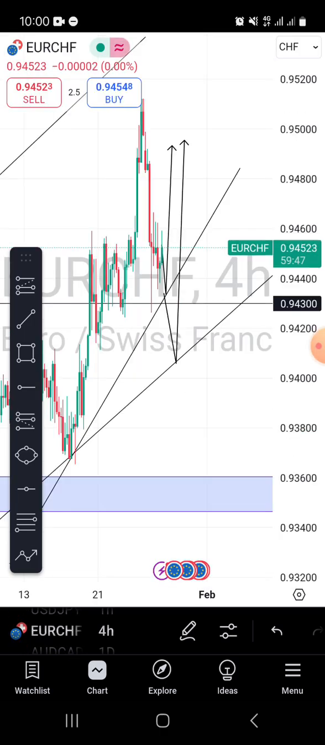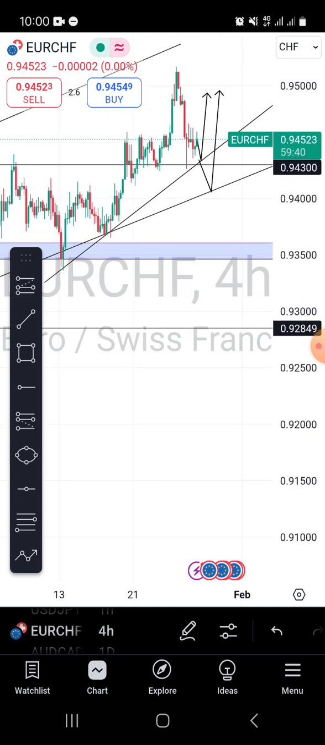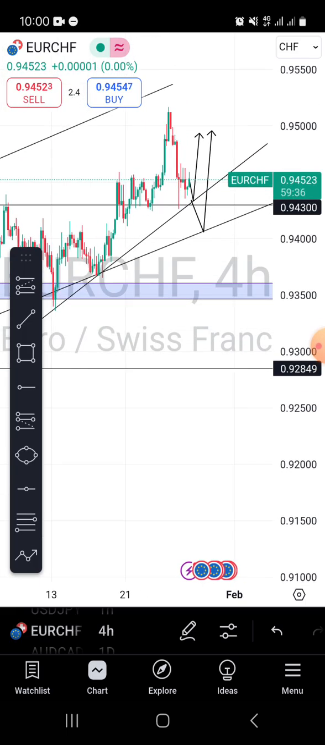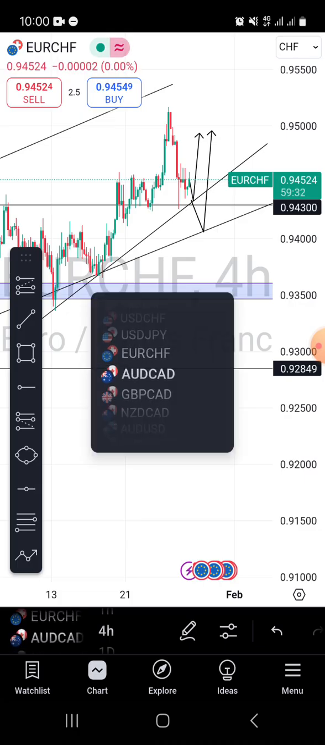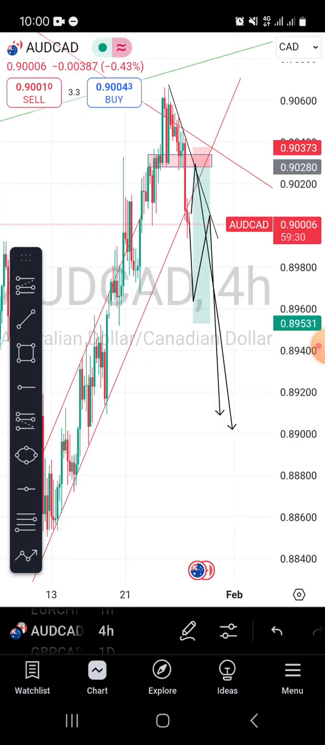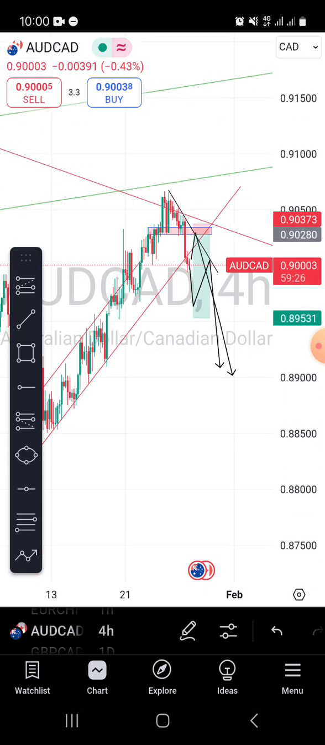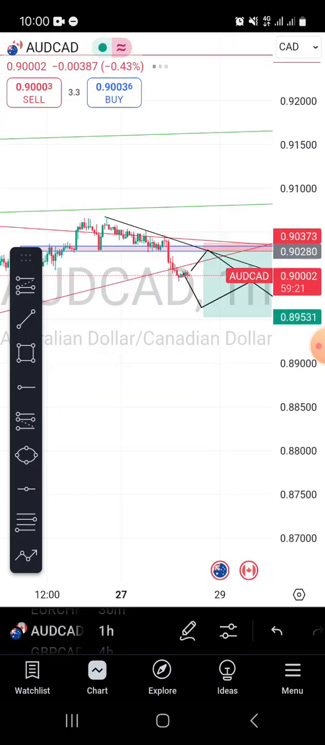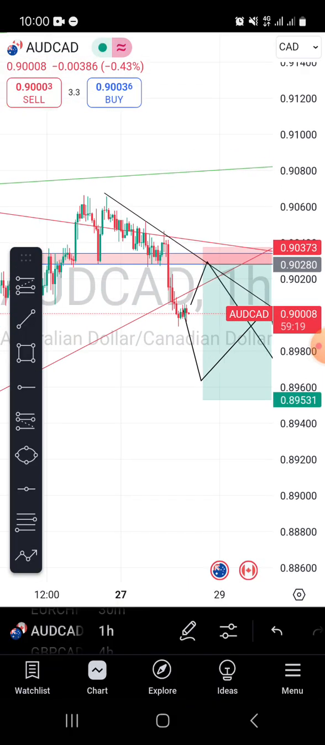Euro CHF. Okay, I think I explained Euro CHF. Only interested in the buys, not interested in the sell. Whatever it likes, let it play out. So once I get my entry for the buys, I'm going in for Euro CHF. And AUD card, I'm interested only in the sells too.